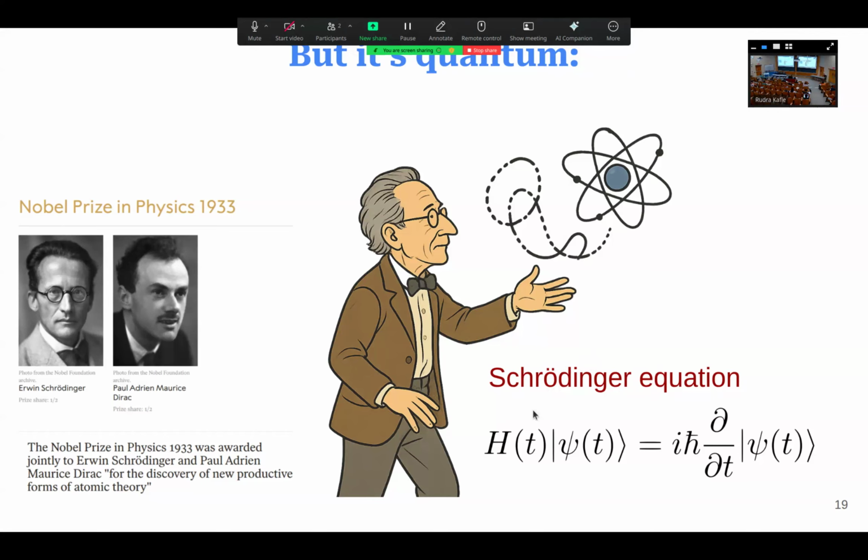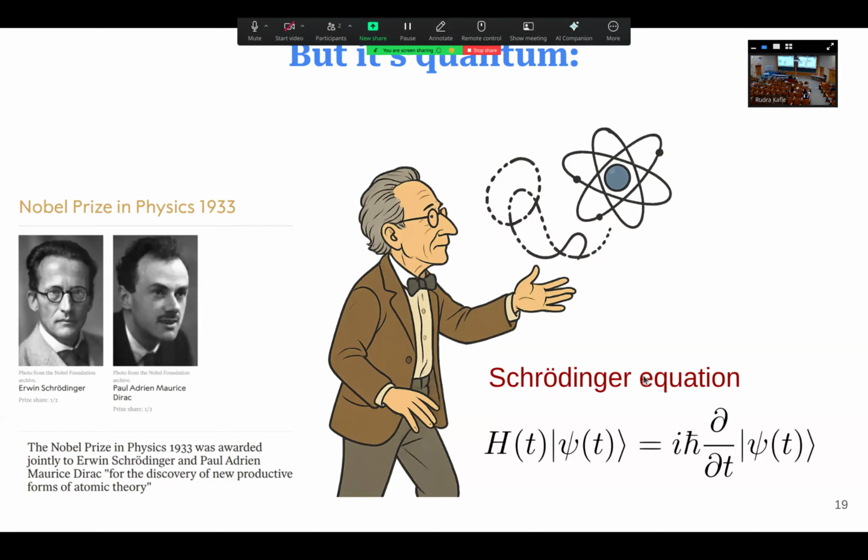And if you don't know who Schrodinger is and who Dirac is, these are two gentlemen who contributed significantly in the discovery of atomic theory. So they got the Nobel Prize in 1933. So Schrödinger gave an equation that describes the evolution of a quantum state in the universe, for example.